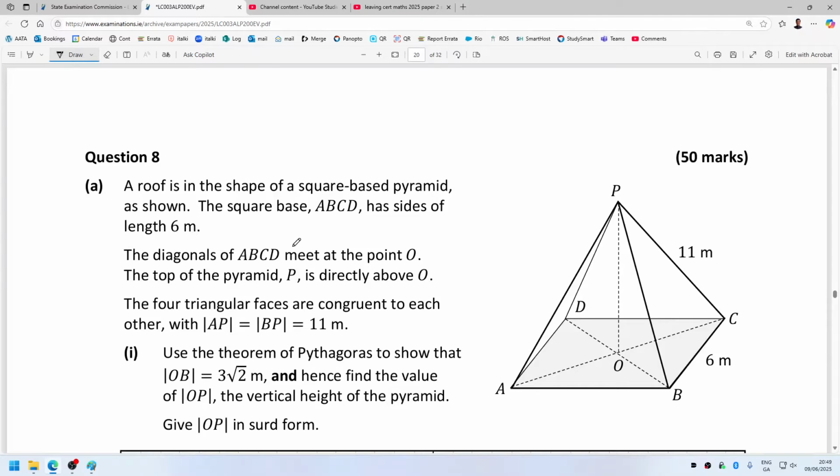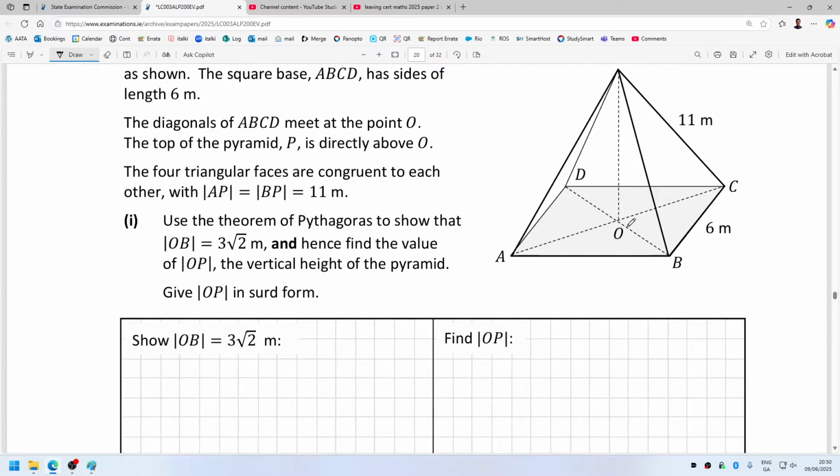A roof is in the shape of a square-based pyramid. The square base has side 6. The four triangular faces are congruent to each other, with AP equal to BP, so the slant height is 11. Use Pythagoras to show that OB is 3 root 2 and hence find the value of OP, the height of the pyramid. We want OB first.